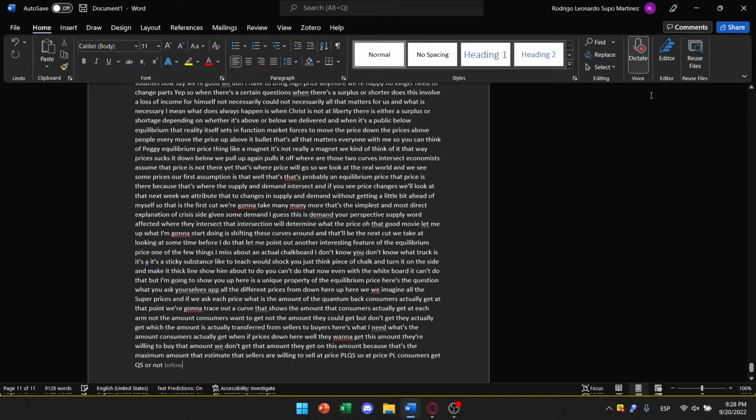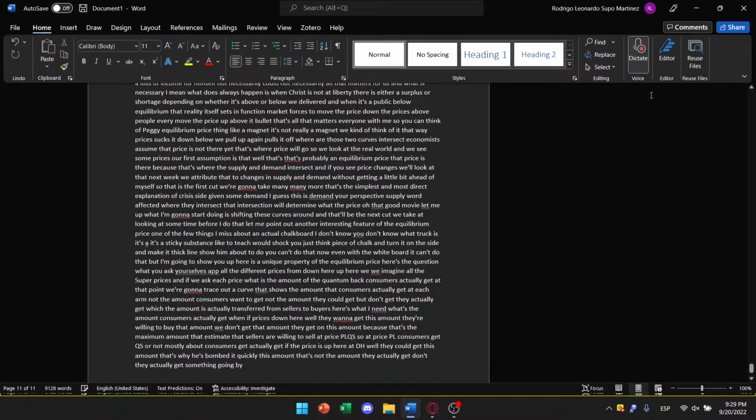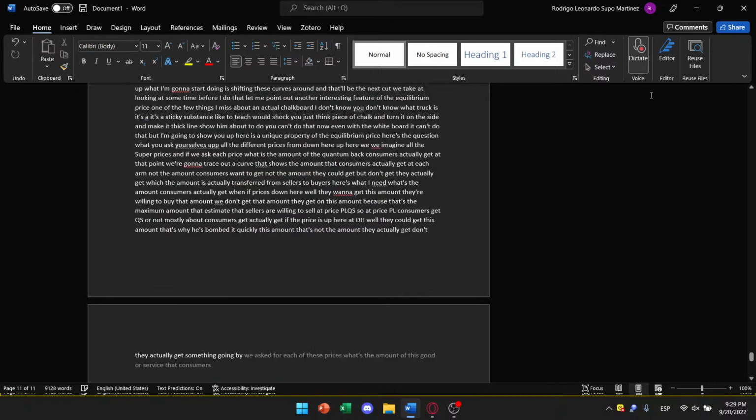What's the amount consumers actually get if the price is up here at PH? Well, they could get this amount. That's the quantity supplied. They could get this amount. That's not the amount they actually get. The amount they actually get is the amount they want to buy, which is this amount. We ask for each of these prices, what's the amount of this good or service that consumers actually get? At PH, it's this amount.